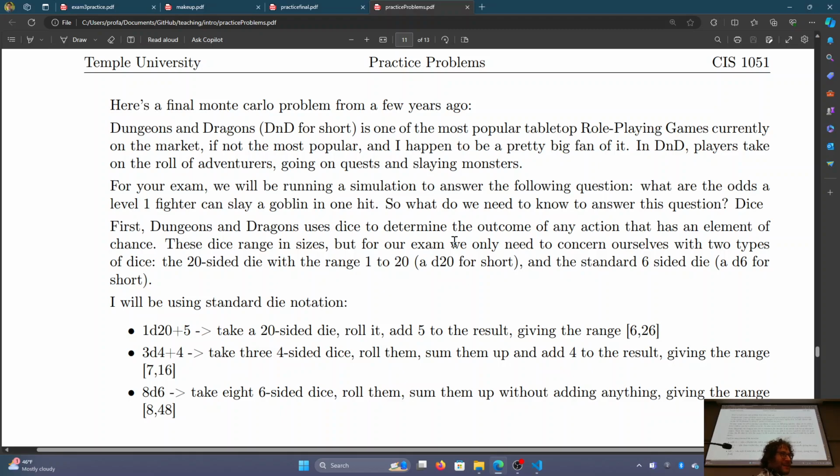Fun fact, if you play D&D, Tucker's kobolds. Look them up. That shows you how even kobolds can pose a threat to high-level adventurers, but that's neither here nor there. So what do we need to answer this question?